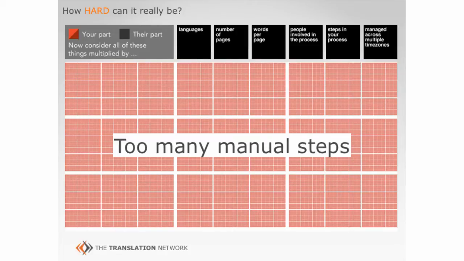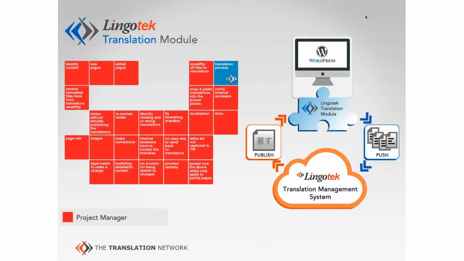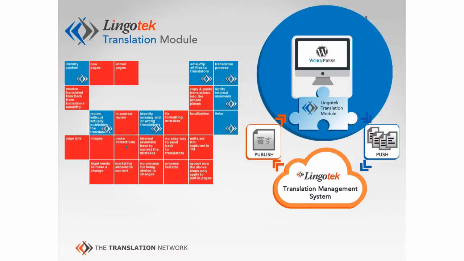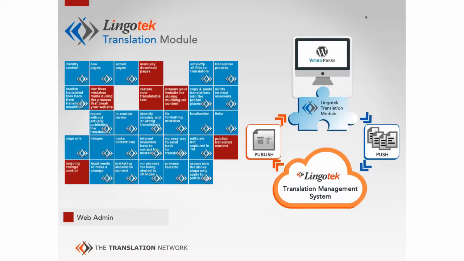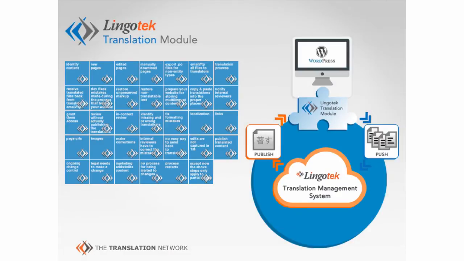So too many manual steps in the process and not enough automation. So what Lingotek does in its WordPress plugin is it automates a lot of these steps so you don't have to manually look at them. So all of these steps identified by the project manager and the translation process are handled inside of WordPress. These are the different pieces that are actually, as part of the plugin, helps to manage and identify and create a better editorial workflow. Then the rest of the steps are the translated pieces are handled inside of the translation management system. So as you can see, and you look at the system, the combination of the WordPress plugin inside of WordPress and our cloud-based translation management system make it easy for you to manage your translation process.